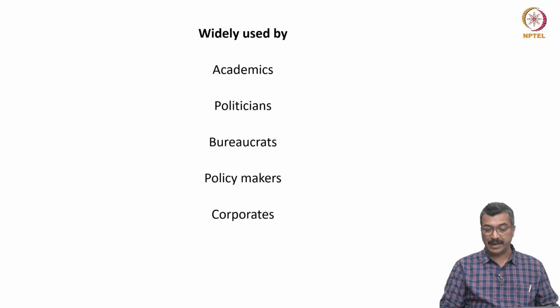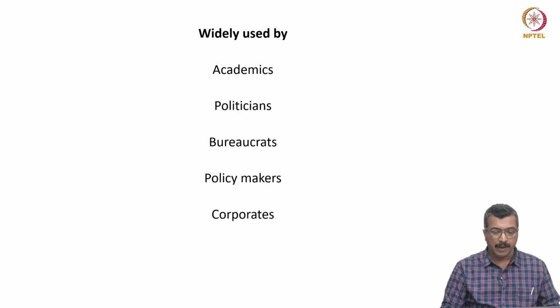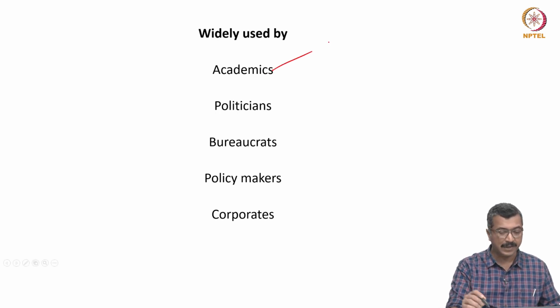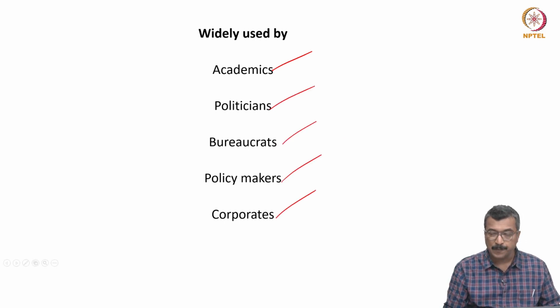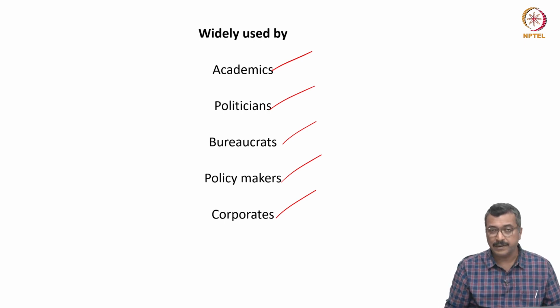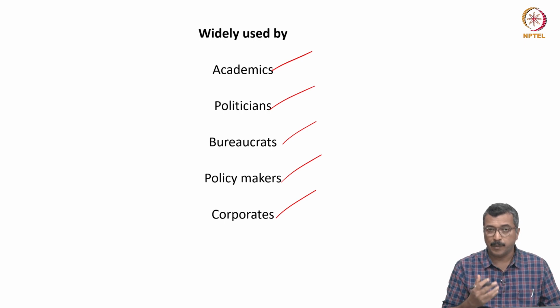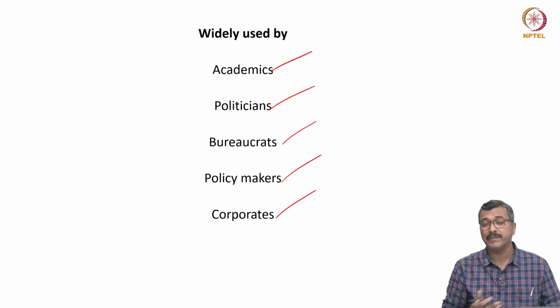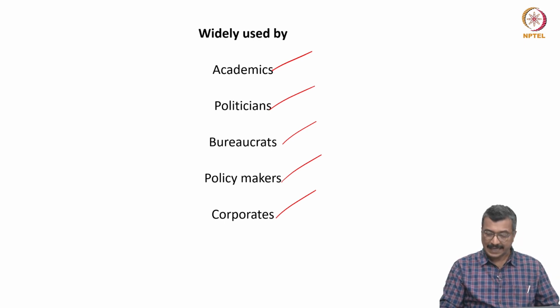And it's widely used by a host of people. Of course, it's a mainstay of academics. Politicians use it, bureaucrats use it, policymakers use it, corporates use it, business houses use it. So in that sense, sociology and sociological theorizations are widely used by a wide set of people. That is why the discipline continues to be relevant, continues to be vibrant, and continues to be more important and significant in changing social settings.